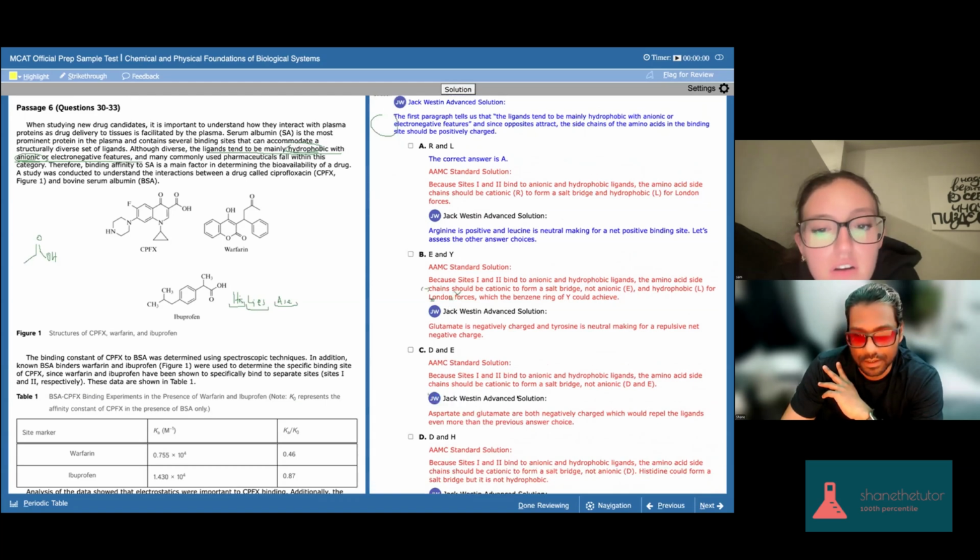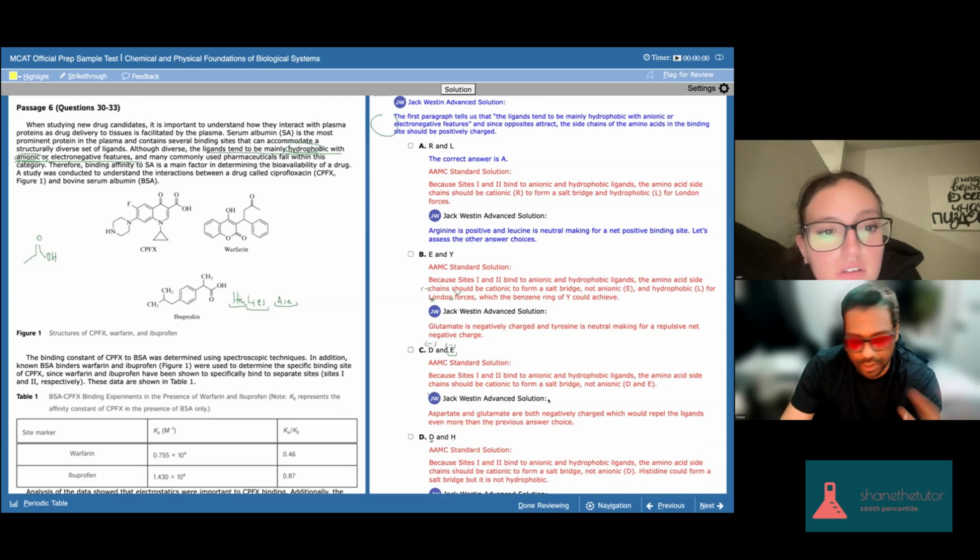Yep. So that's negative. We don't want that. And then E is glutamic acid, which is negative. We don't want that. D again, negative. We don't want that. H, histidine. That's okay, but the D that we don't want, aspartic acid, is not going to work, and we want a hydrophobic.